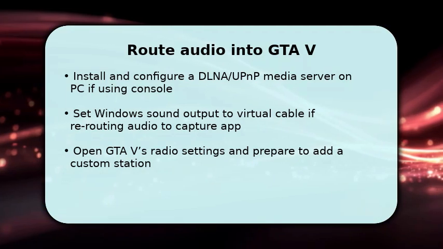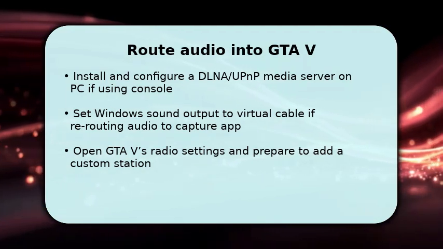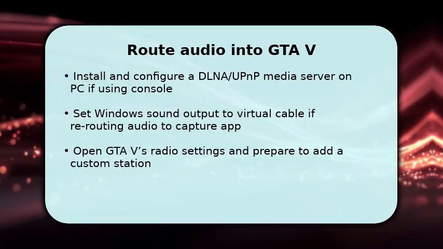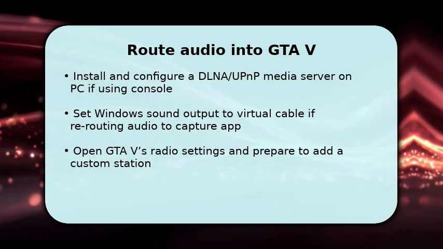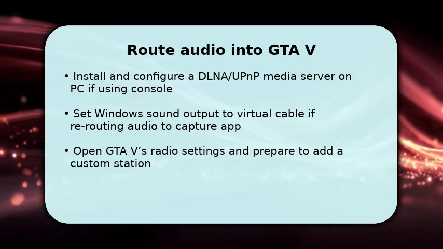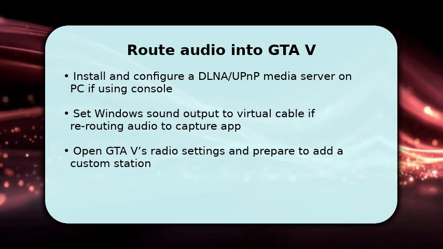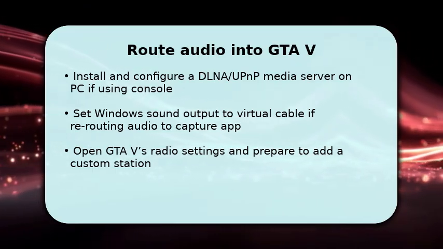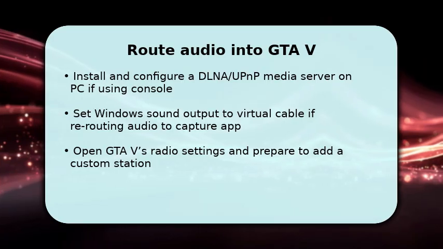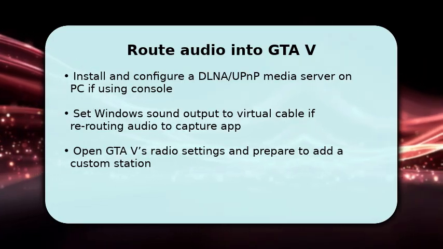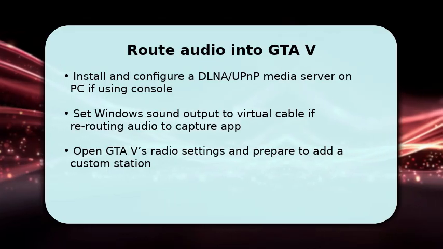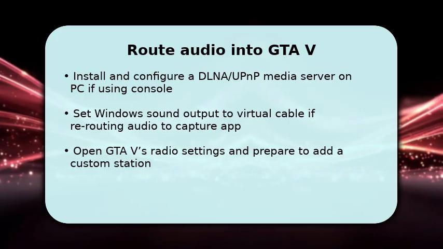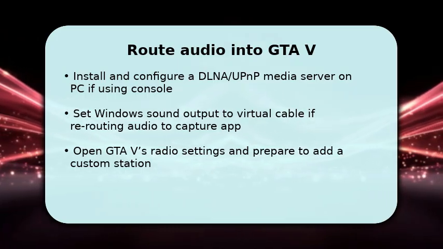Now you route audio into the game. If on console, run a DLNA/UPnP server pointing to your Apple Music RIP or a loud stream. If on PC, use a virtual audio cable to route Apple Music output into a capture or local server app. Once configured, open GTAV and go to the radio or audio settings to add a custom station or enable Script Hook V plugin that reads local streams. Make sure the stream URL or local server path is reachable by the game before continuing.